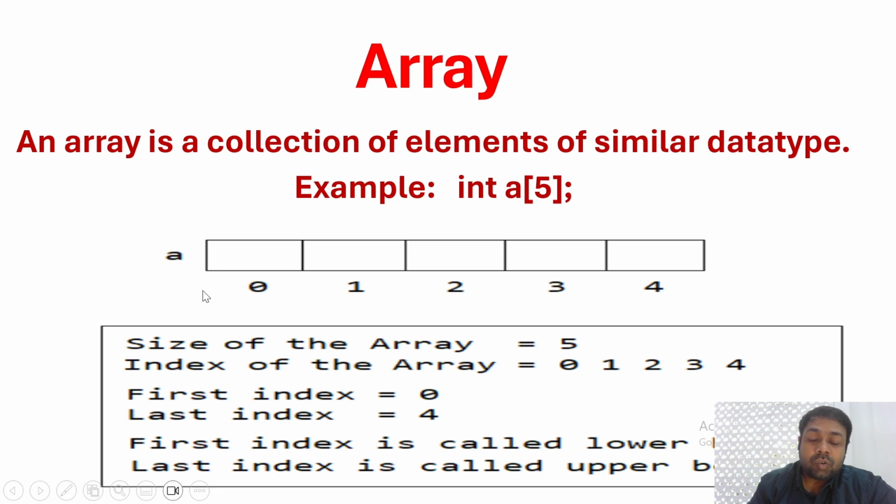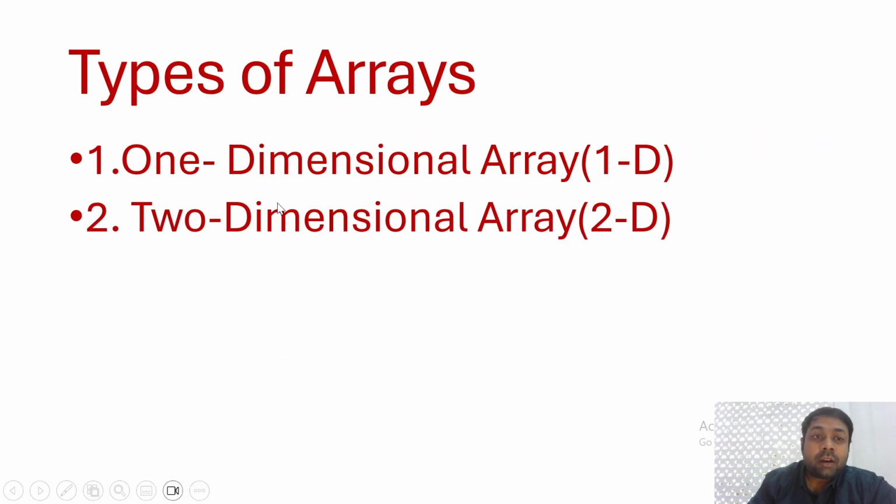Before going in depth about this, let me tell you there are 2 types of arrays. The first one is the 1D array, a one-dimensional array, and the second one is the 2D array, a two-dimensional array. Okay, so now I am going ahead.